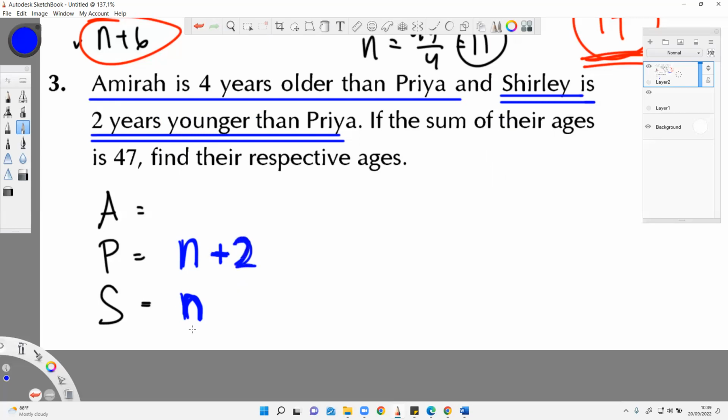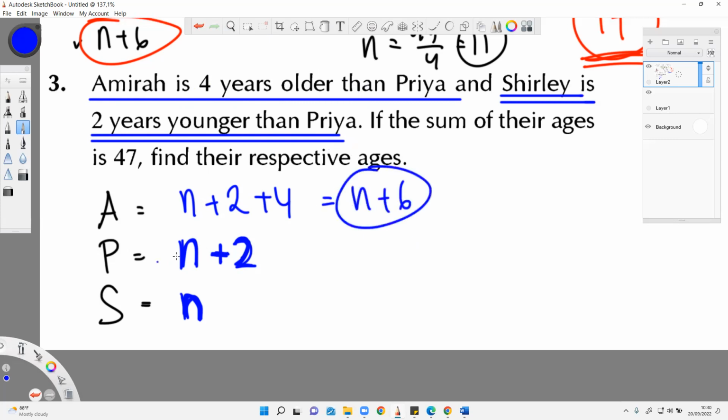N is Shirley. Wait, if you want to use N as Amira, you still can do it as well. So next, we go to the first sentence. Amira is 4 years older than Priya. So Amira is older. Older means more age. N plus 2 plus 4. Got it? Okay, you have to think about this. This is what you need to do. Or you can simplify: N plus 6. Circle the final expressions.